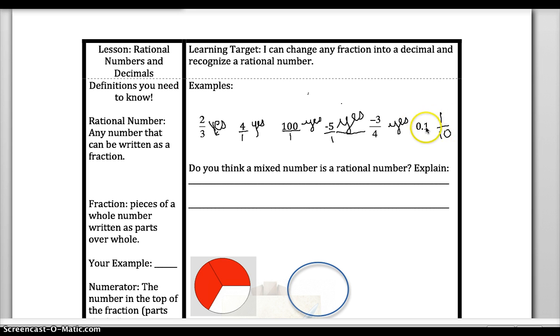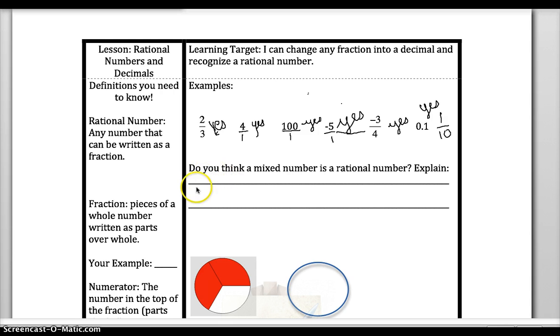And we're going to learn about how to change decimals into fractions and so on and so forth in just a little bit. But if you read this as 1/10, you automatically can know that it is a fraction. So yes, it is a rational number.